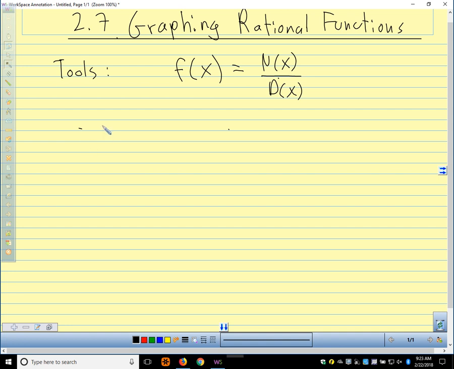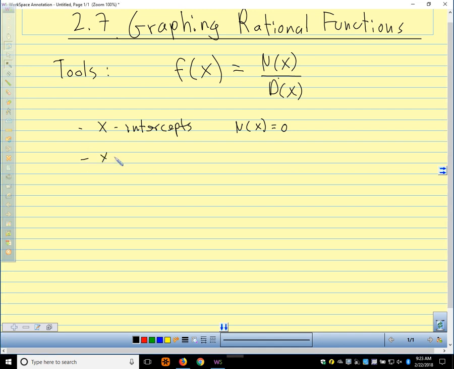One, we can find the x-intercepts. When we're graphing the function, it's always nice to know where it crosses the x-axis. Well, how do we do that? When n of x equals 0, the function equals 0. This function is going to equal 0 when n of x is 0. So finding zeros of polynomials is what we've been doing basically all of chapter 2. So that's part of what we do for graphing, find the x-intercept.